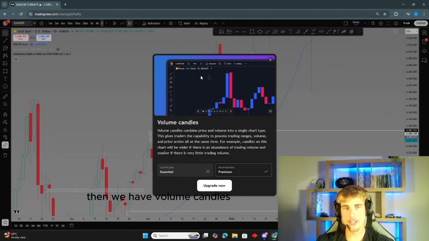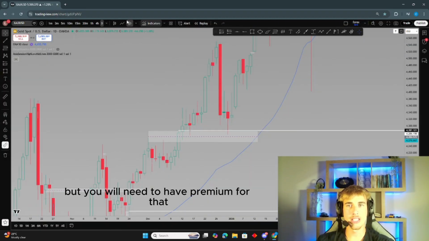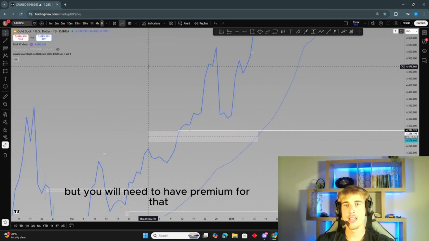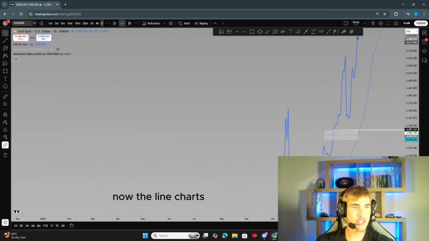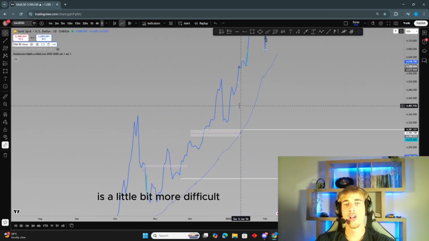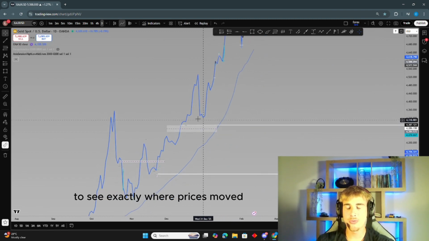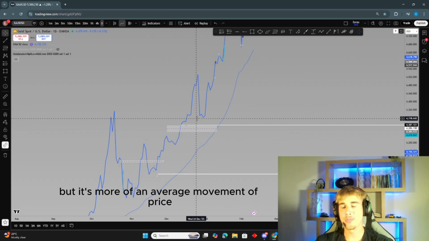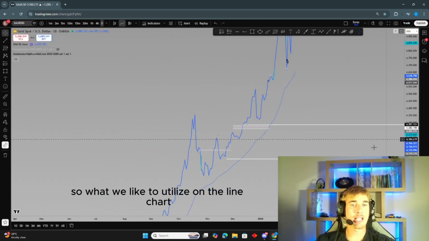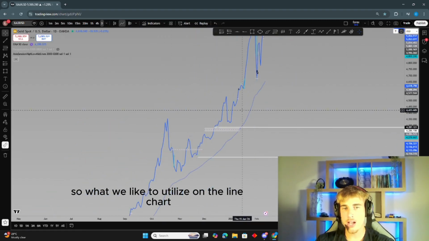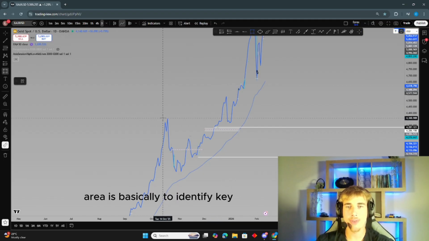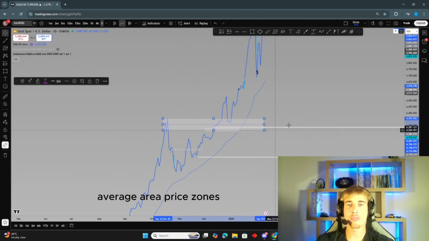Then we have volume candles, but you will need to have premium for that. Then we've got the line charts. Now, the line chart is a little bit more difficult to see exactly where price has moved, but it's more of an average movement of price. So, what we like to utilize the line chart for is basically to identify key average area price zones.